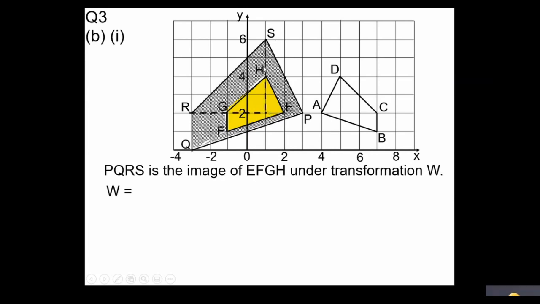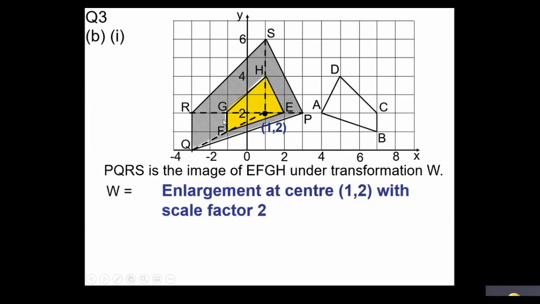So here we need to find the center. From here, draw a line. From here, draw a line. Here, draw a line, this one also. P and E also draw a line. So what's the center? 1, 2. Now what is the scale factor? The scale factor is quite easy. You see here, QR is 2 units, FG only 1. So 2 divided by 1 is 2.